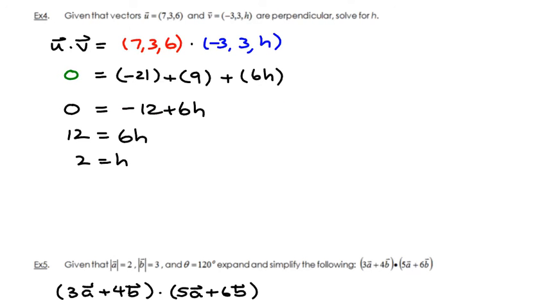Lastly, two more questions. If I have two vectors, u and v, and they're perpendicular, what does that mean? Perpendicular means that the dot product is 0. We mentioned that before. When two vectors are perpendicular to each other, their dot product equals 0. I'm going to take the dot product, and notice that they are in coordinate form, so I'm not going to use this formula.